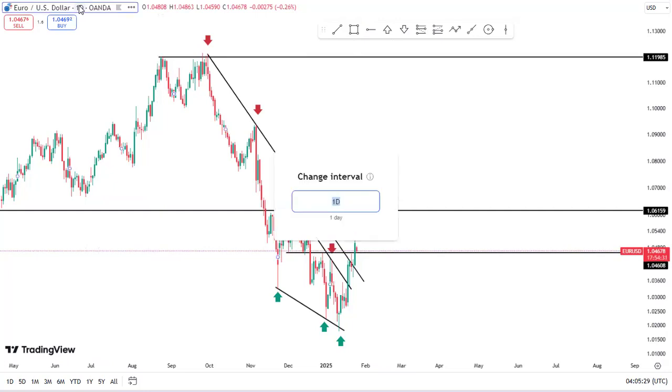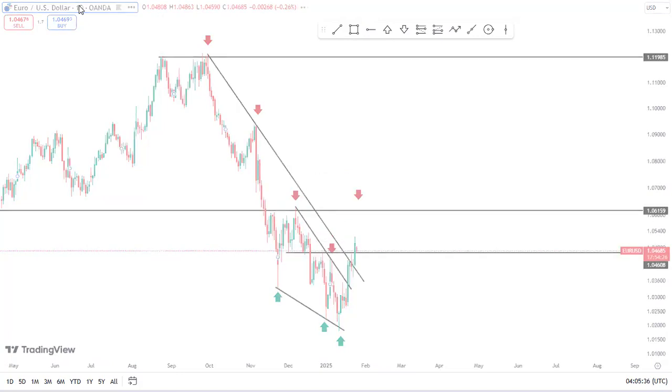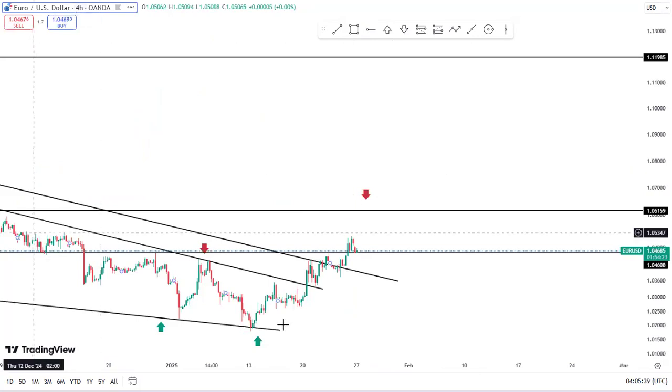Which is going to be the 4-hour time frame. Let's look at the 4-hour time frame.